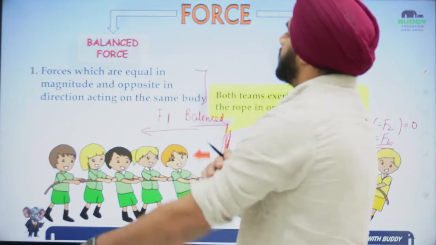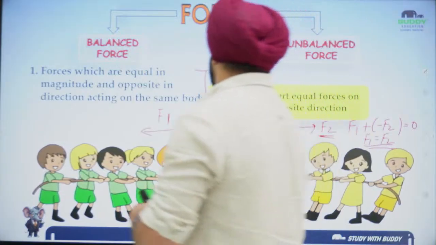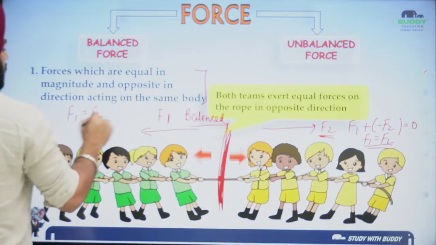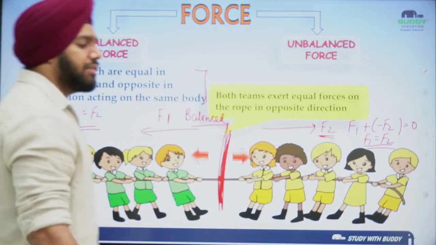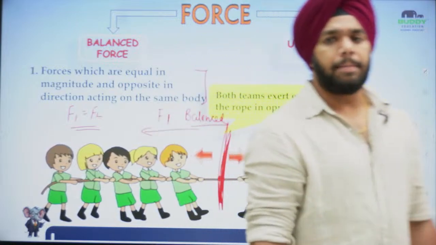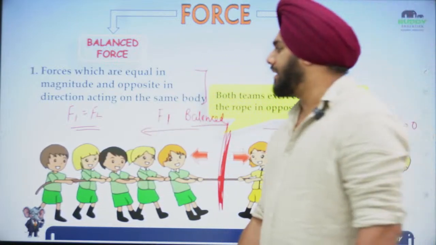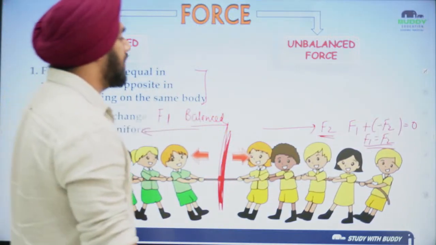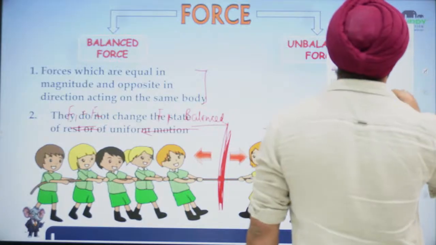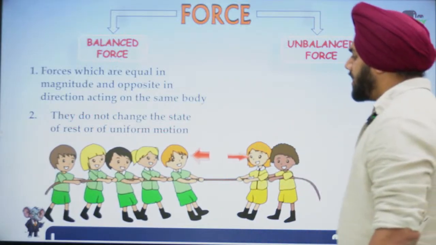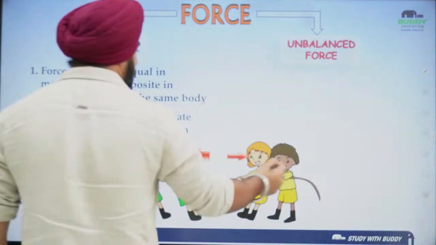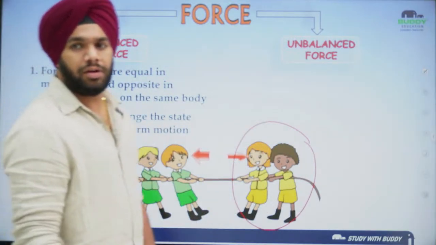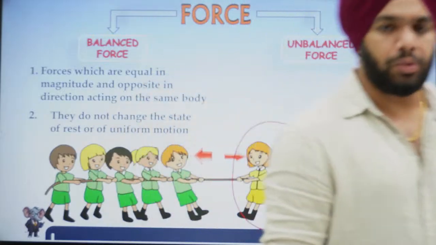Okay. So forces which are equal in magnitude and opposite in direction. So basically F1 is equal to F2. When F1 is equal to F2, it is under balanced force. What about the unbalanced force? Let's talk about that. In this case, you will see that now because the team members have been reduced, this green team has more. Let me just check.